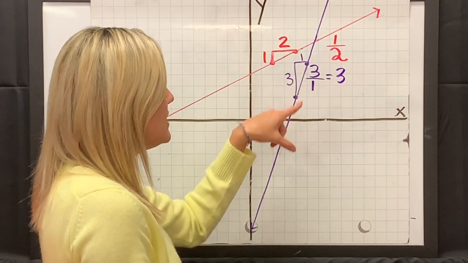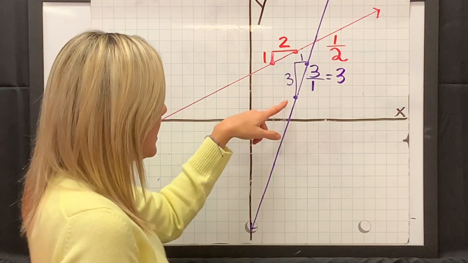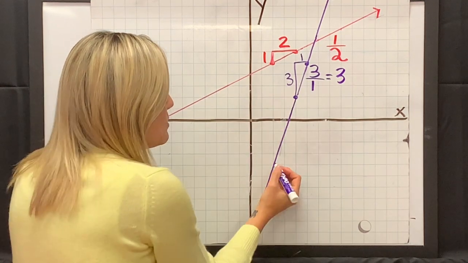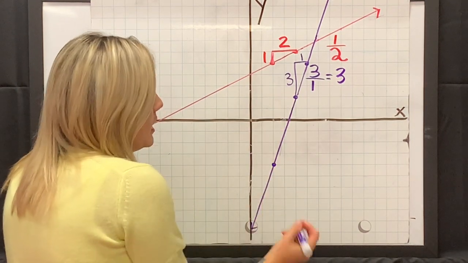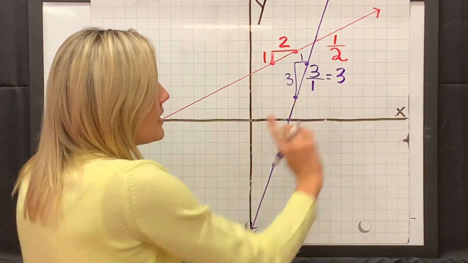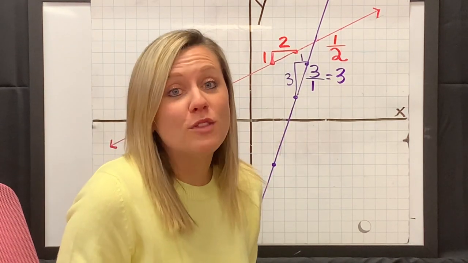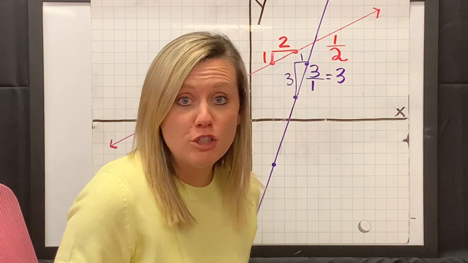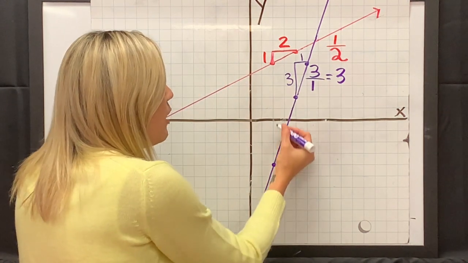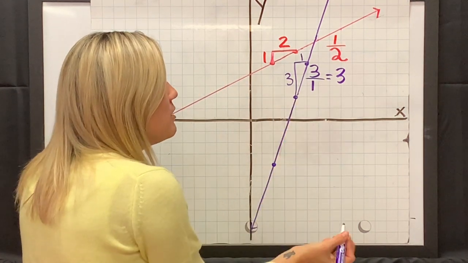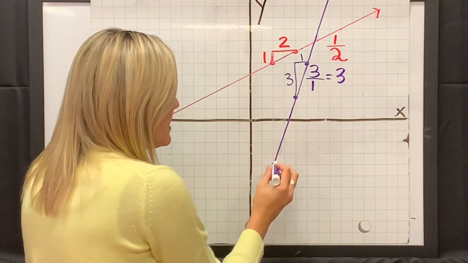Now let's pretend we didn't choose those two points. Let's pretend I chose this point and then this one all the way down here. So I want to read my lines left to right, just like the direction you read a book, left to right. And I want to figure out how many units up and how many units to the right to get to this next spot.